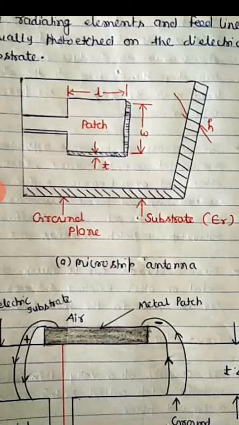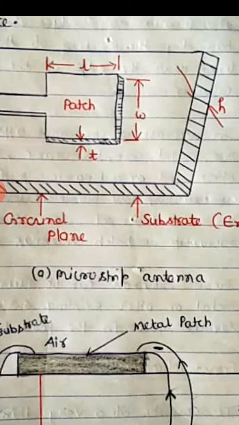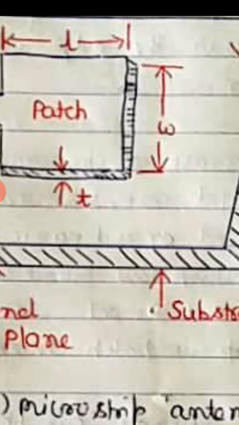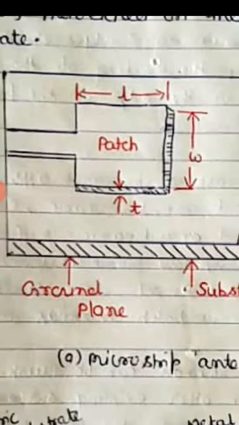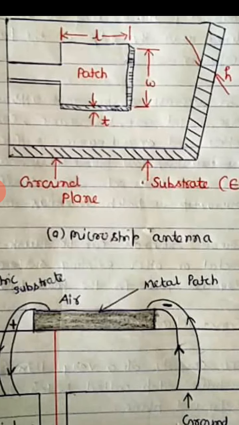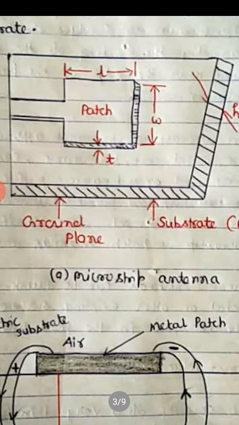So you can see the ground plane, then the substrate, then this is the height, and this is the patch of thickness T, width W, and length L. This is the top view of the microstrip antenna. Top view means we are seeing this antenna from the top.